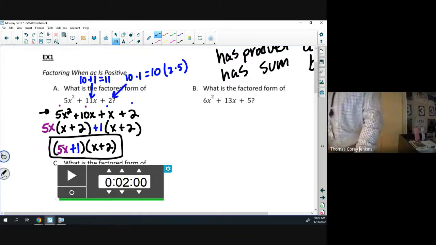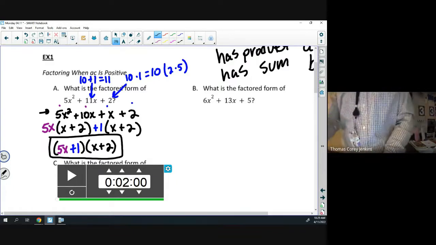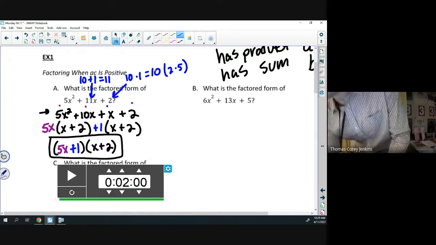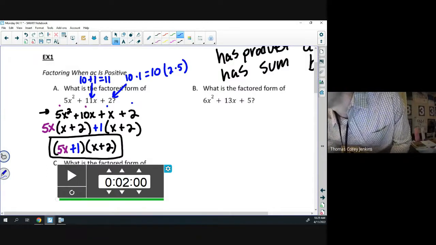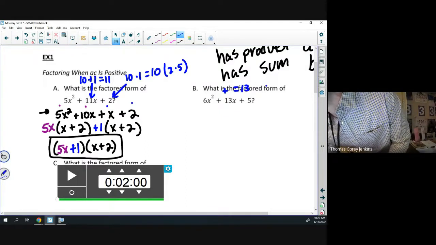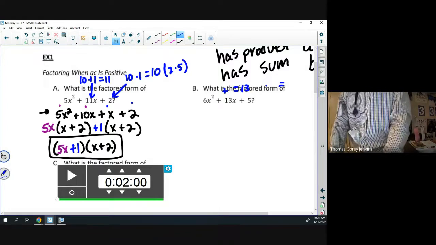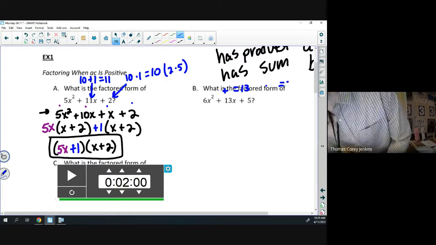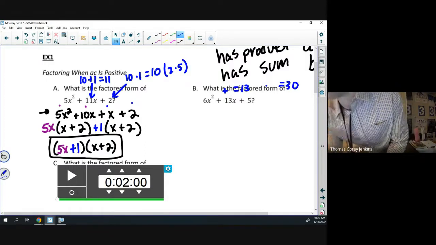All right, so let's do another one, maybe work through it a little bit quicker. Okay, so on B, we want what plus what equals 13. And what times what equals, what are they going to multiply to here? 30, right? 5 times 6. Very good. So I'll give you a second to think about that.